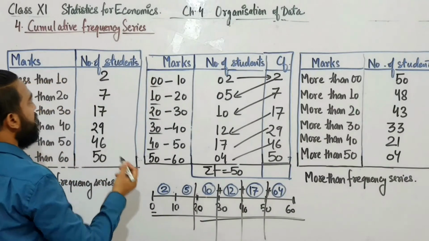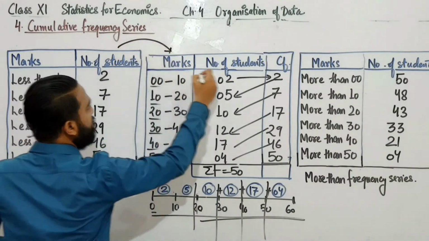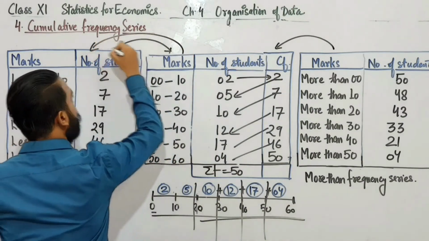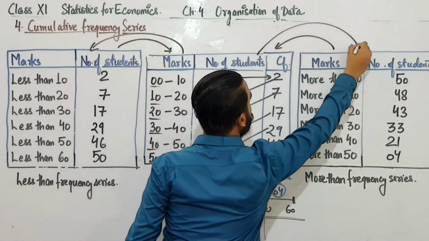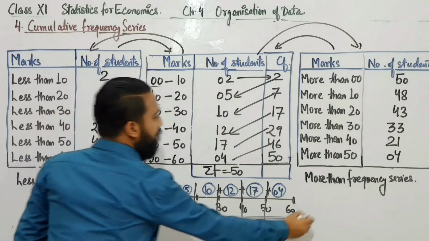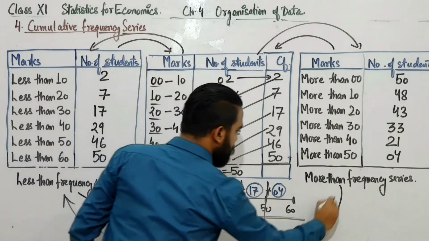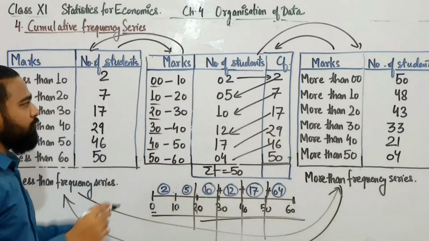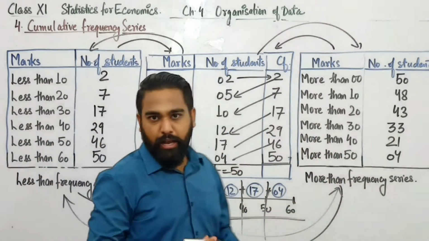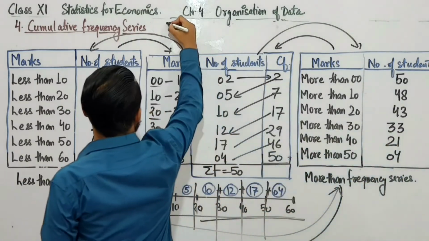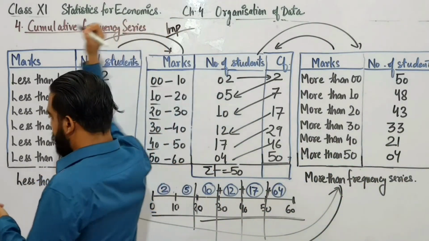In your exam, it could be asked to convert less than into exclusive or more than into exclusive, or convert exclusive into more than, less than, or convert exclusive into less than, more than. Or you can convert more than into less than or less than into more than. So there are 6 questions which could be asked from this topic. This is the most important. Write it somewhere. It is important.